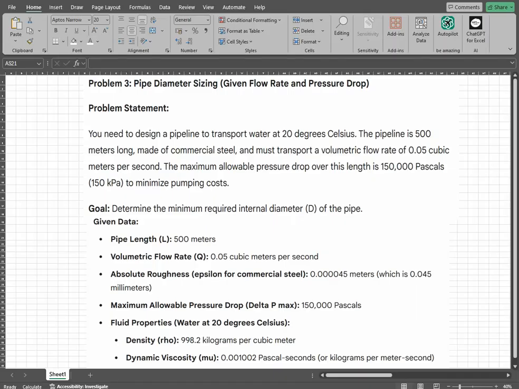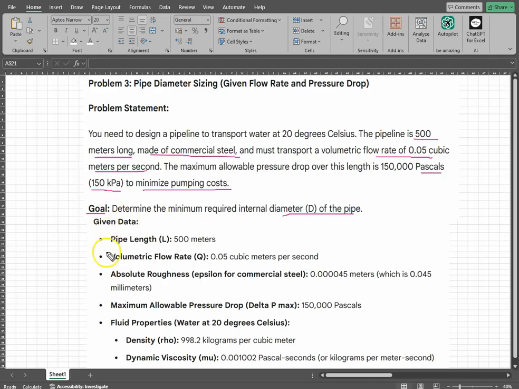Let's quickly recap our problem. We need to design a pipeline to transport water at 20 degrees centigrade. The pipeline is 500 meters long and made of commercial steel, and must transport a volumetric flow rate of 0.05 cubic meters per second. The maximum allowable pressure drop over this length is 150,000 pascals, that is 150 kilopascals, to minimize pumping cost. Our goal is to determine the minimum required internal diameter of the pipe.